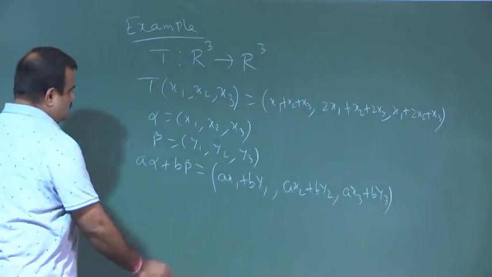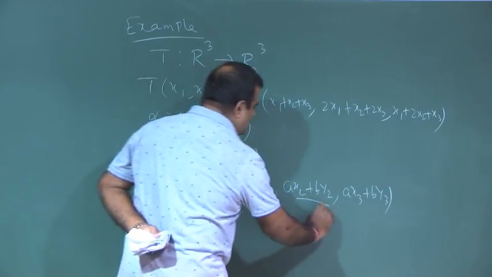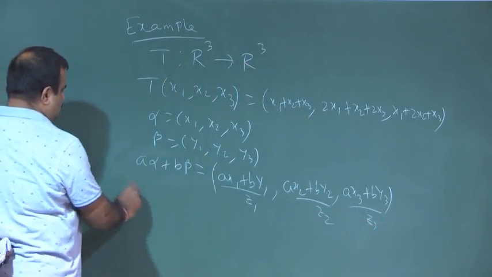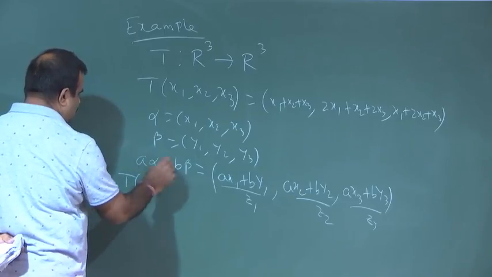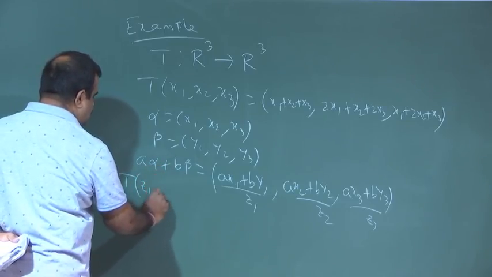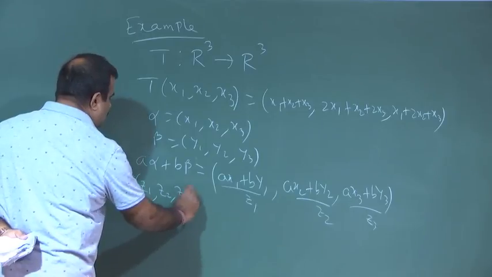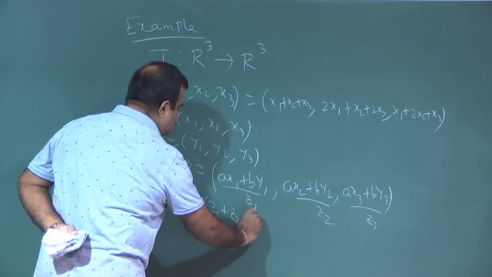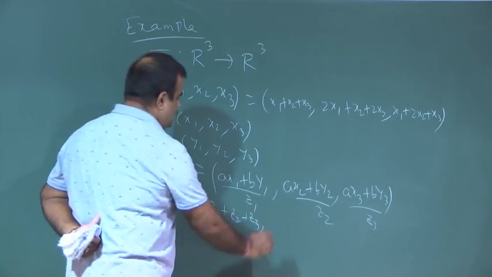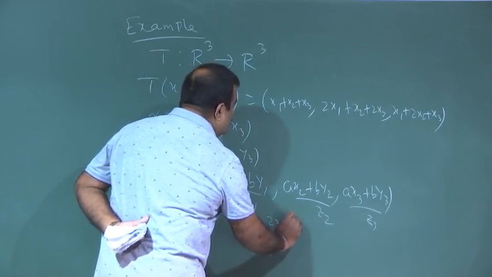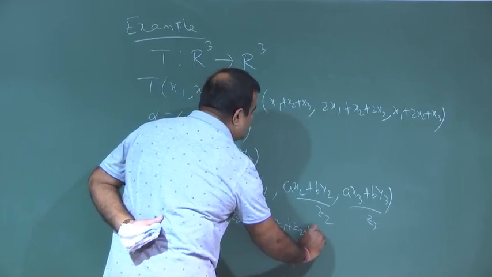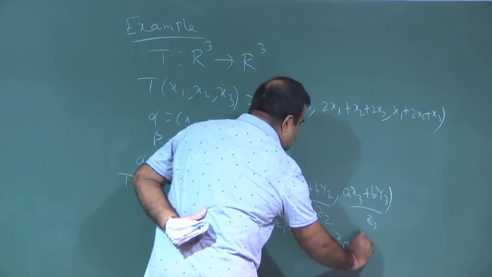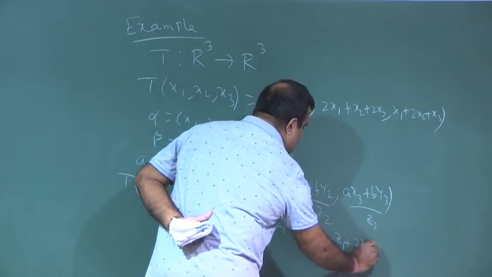So, if we take this as z1, z2, z3, then if we take the transformation T on this, this is T of z1, z2, z3. We know by definition this is z1 plus z2 plus z3, comma, 2 z1 plus z2 plus 2 z3, comma, z1 plus 2 z2 plus z3.